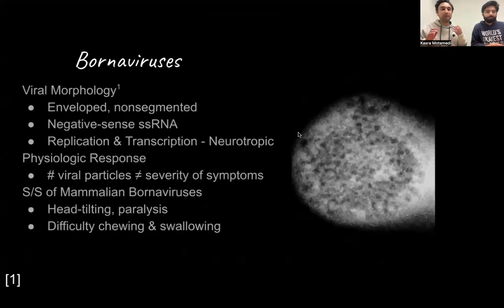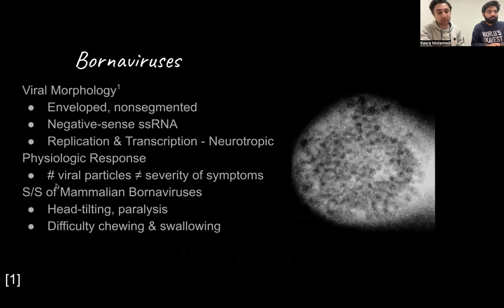So I'm going to start by talking about Bornaviruses in general and its characteristics. Its viral morphology is that it's an enveloped, non-segmented virus. It's a negative sense, single-stranded RNA with 8,900 bases. Its replication and transcription occurs in the nucleus of nerve cells.